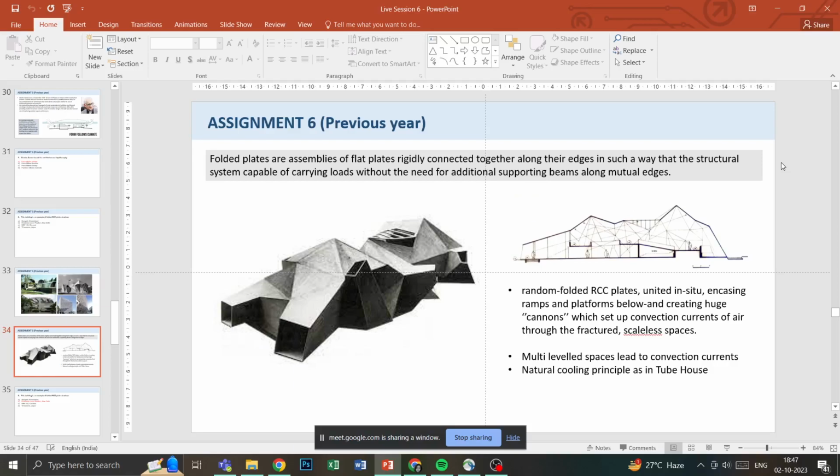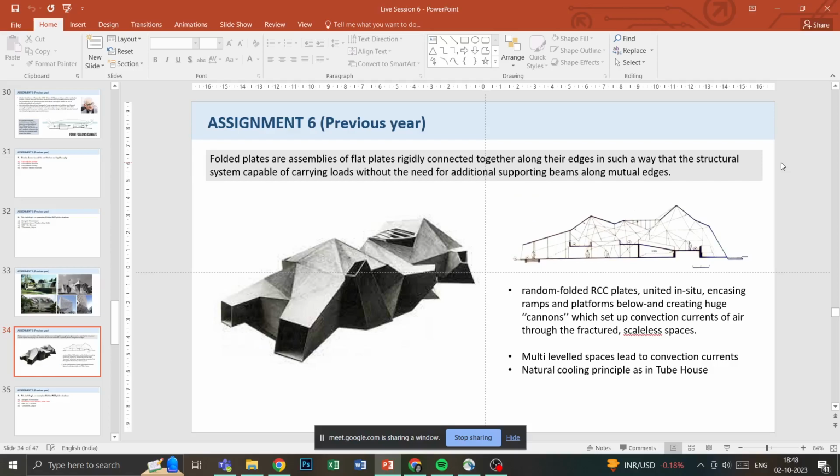So the edges are just connected like this. They don't need a beam to take their load. It is designed such that. And these both images are of the Hindustan Lever Pavilion. This is a section of the Hindustan Lever Pavilion by Charles Correa in New Delhi, and this is one of the views of the building.